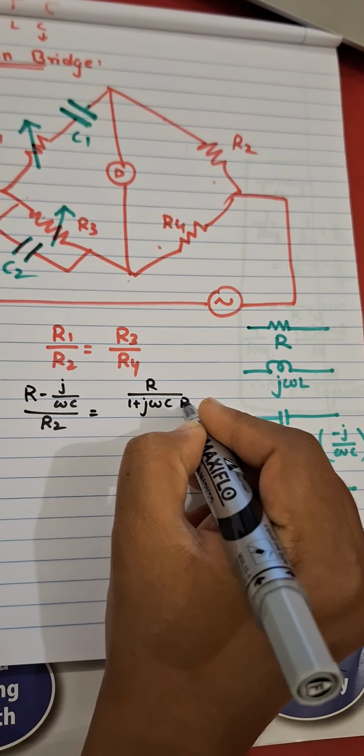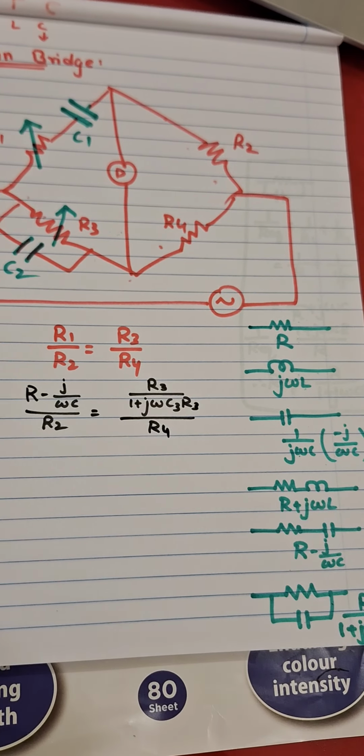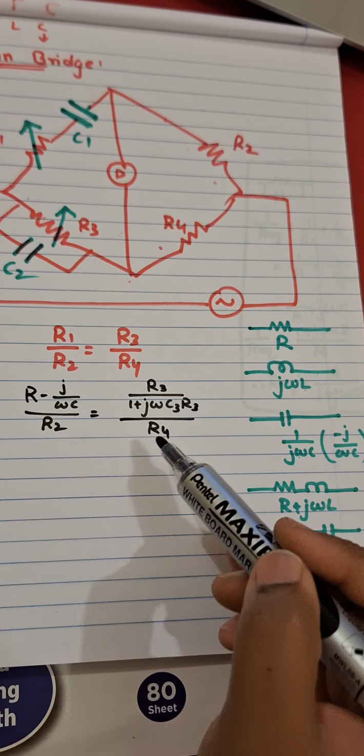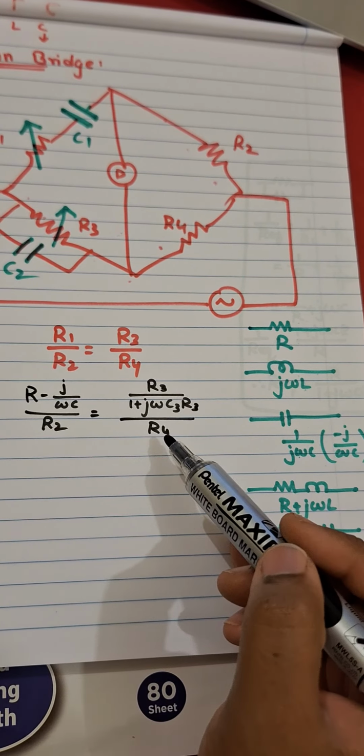R means R3, C means C3, right? Divided by R4. Okay? Numerator by denominator by denominator. So I don't want all these complexities in my derivation. So what I am going to do is send R4 here, R2 this side. Sorry, this is R1. So this is omega C1. So I will write R4 this side. So how can I write? R4 into R1 minus j by omega C1 is equals to R2 into R3 by 1 plus j omega C3 R3.